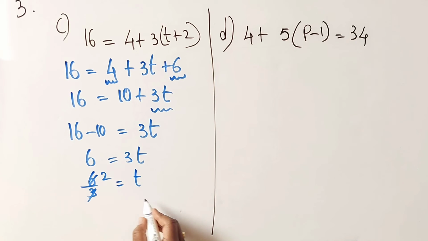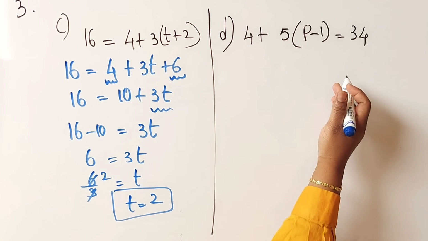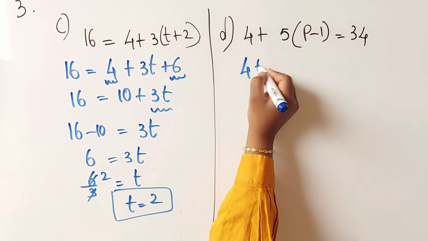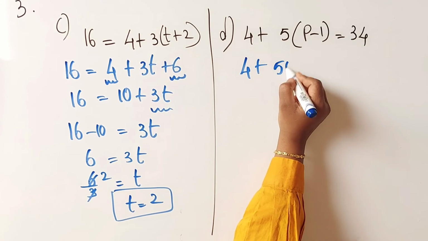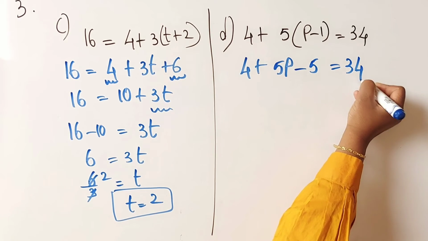3 1s are 3, 3 2s are 6. What is the t value, children? That is 2. Question D: 4 plus 5 of (p minus 1) equal to 34. 4 plus 5 into p, 5p, 5 into minus 1, minus 5, equal to 34.